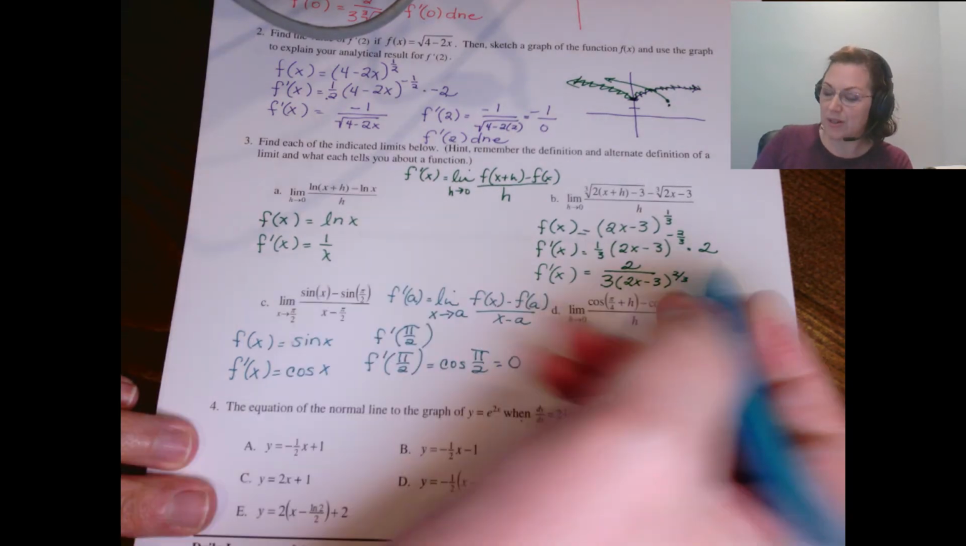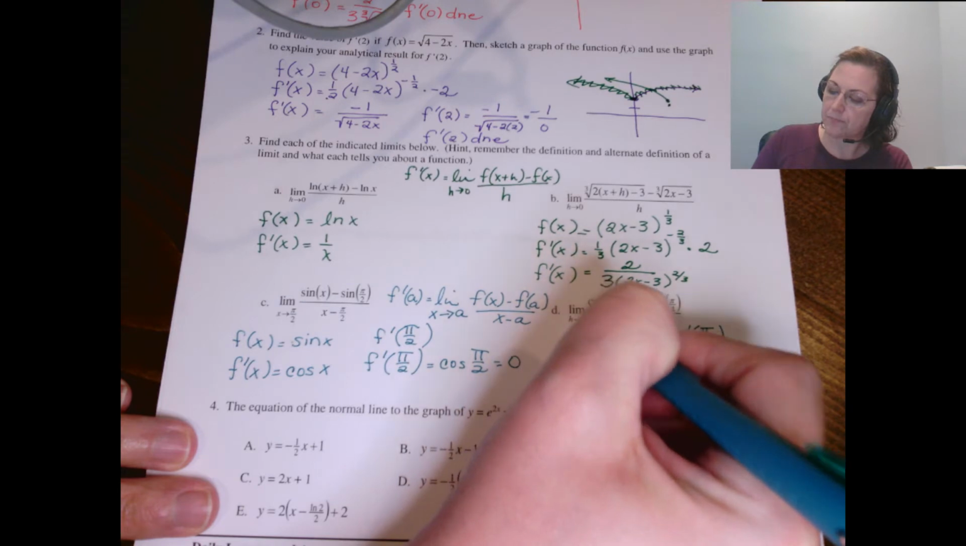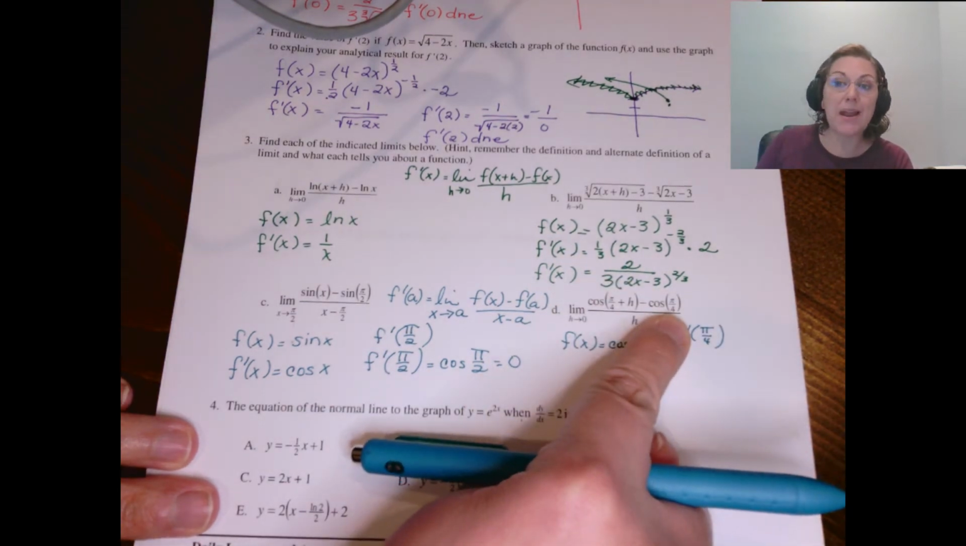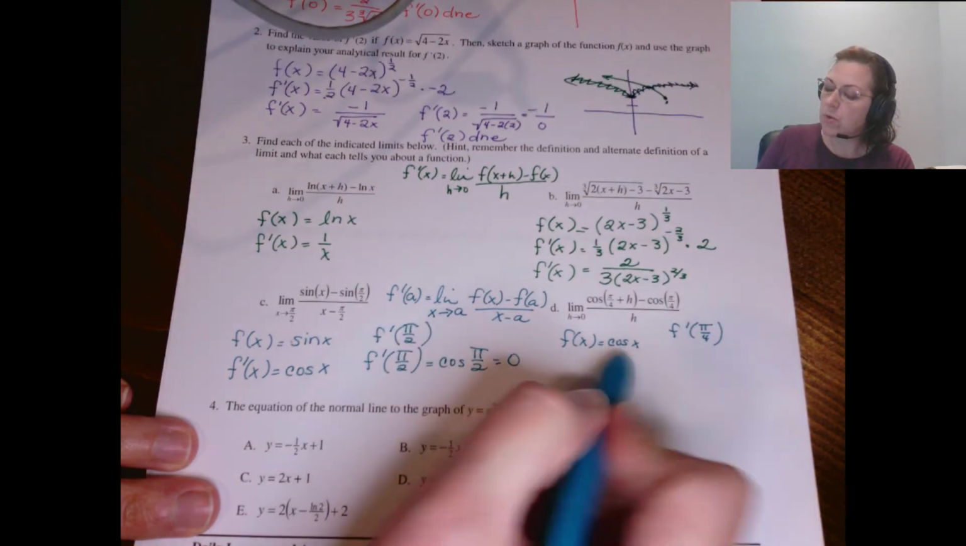But the function is the cosine, meaning f of x is still sitting here, but x has been subbed in. Pi over 4 has been subbed in for x. So let's find the derivative.